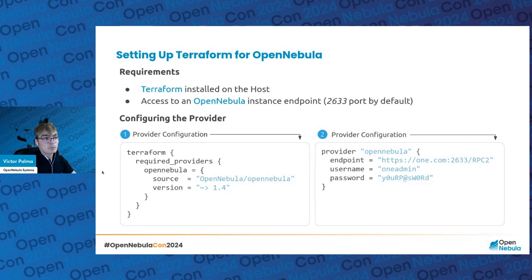Here is an example configuration for the provider. This configuration does a few things, for example, it specifies the required provider, in this case OpenNebula, and the version to use, and it configures the provider with the endpoint, username, and password necessary to connect to your OpenNebula instance. This setup is essential for Terraform to interact with OpenNebula and manage your infrastructure, so it's necessary to have all of this configured, as you can see here in the slide.